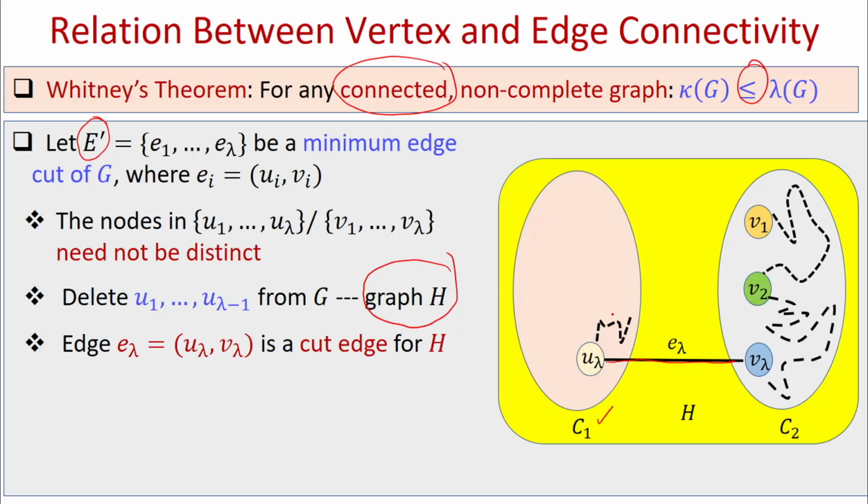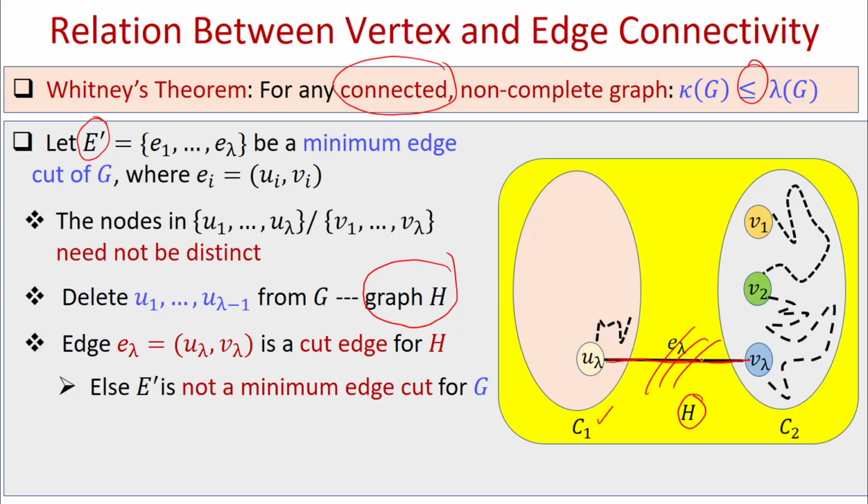The proof is very straightforward. If this edge E lambda does not constitute a cut edge for the reduced graph H, that means that even if I delete this edge E lambda, still somehow everything in C1 is reachable to C2. That's the implication. But if that is the case, then I get a contradiction: this collection of edges E prime, which I assumed to be the minimum number of edges whose deletion will disconnect the graph G, is not a valid assumption, right?